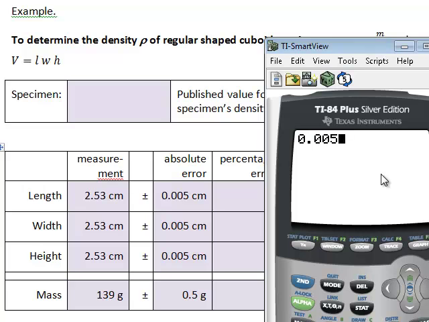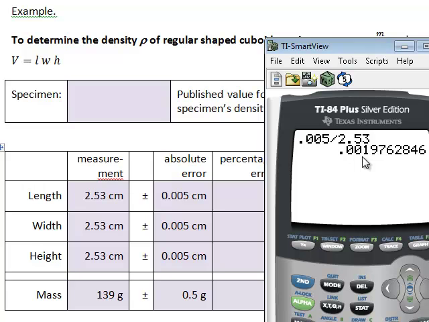0.005 divided by 2.53. Okay, and because it's a percentage, shift the decimal point twice, so it's 0.2% rounded. I'm not going to write down 0.1, I'm not going to write down 0.197%, I'm going to write down 0.2%.